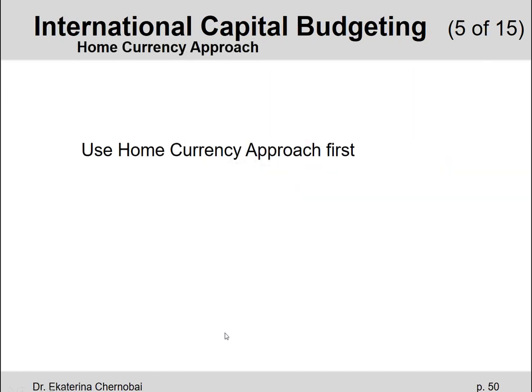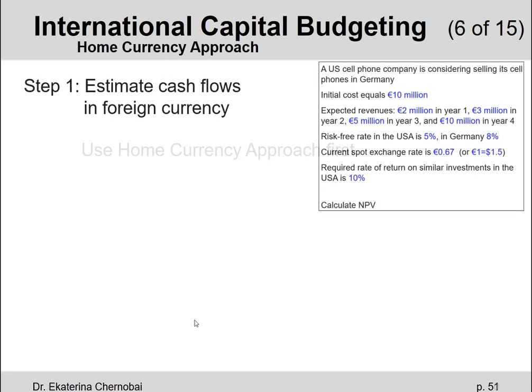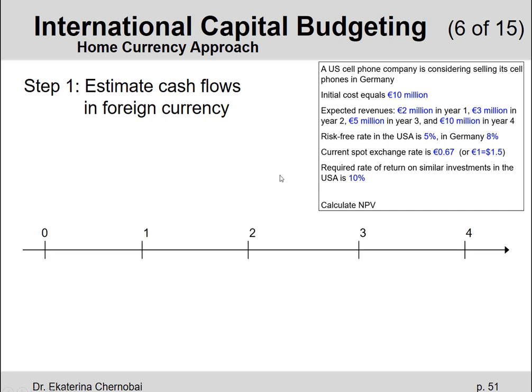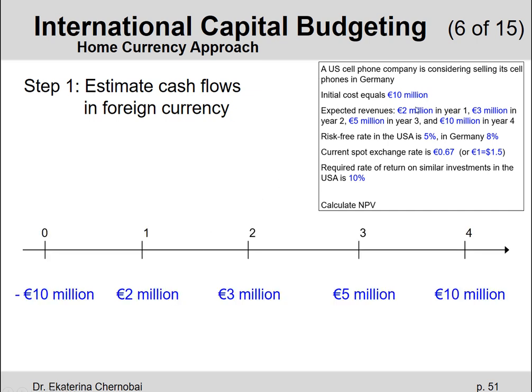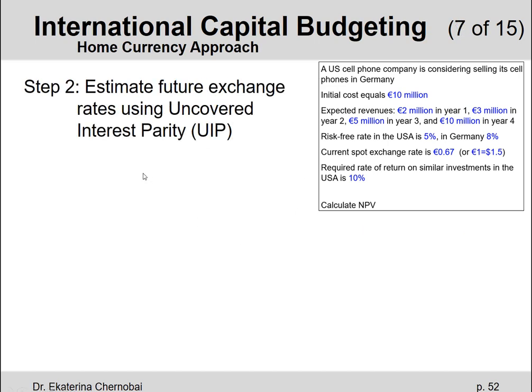Okay, let's start with the home currency approach first. Step 1 says estimate cash flows in foreign currency. We already have them. They're given. Year 0 cash flow is negative 10 million euros. Year 1, 2 million euros. Year 2, 3 million euros. Year 3, 5 million euros. And year 4, 10 million euros. They're given, so we don't need to calculate anything for step 1. Step 2.